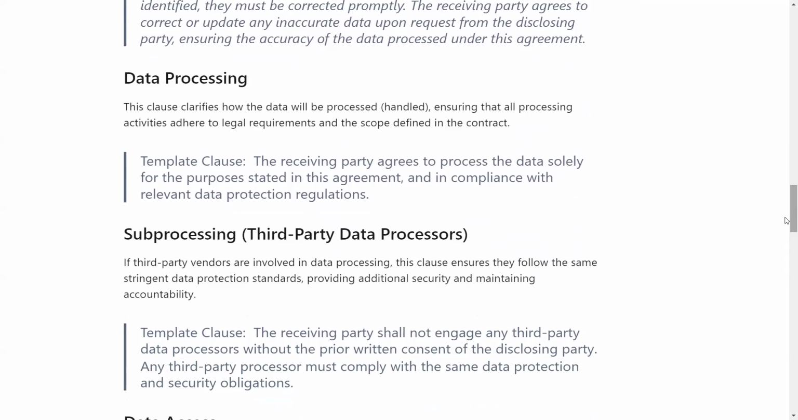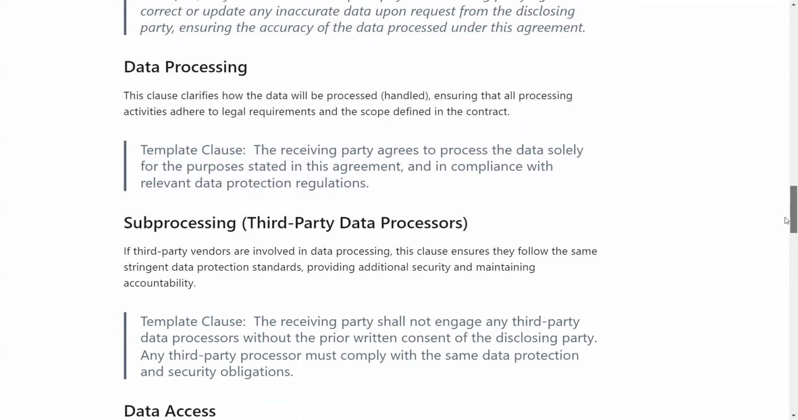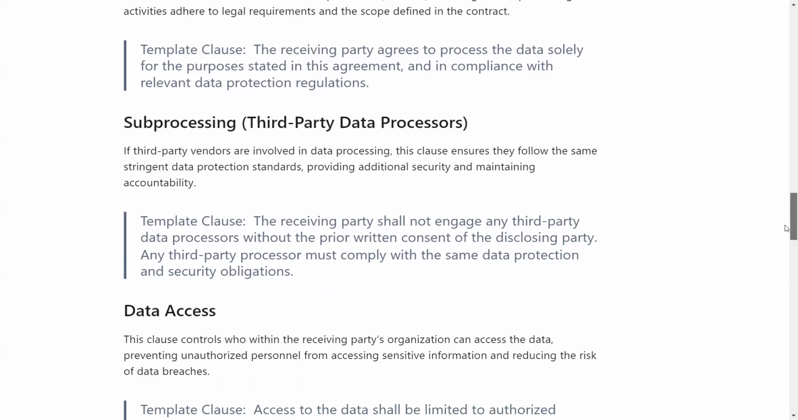Data processing. This clause clarifies how the data will be processed or handled, ensuring that all processing activities adhere to legal requirements and the scope defined in the contract. Template clause: The receiving party agrees to process the data solely for the purpose stated in this agreement and in compliance with relevant data protection regulations.